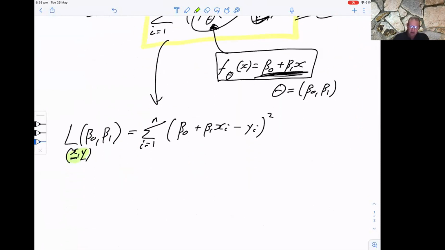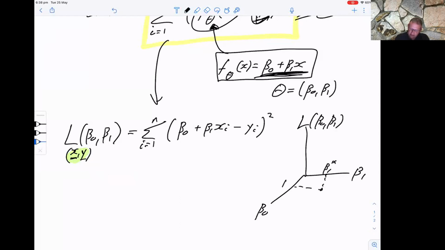You can plot this loss if you'd like. I'll give you an indication of how to plot it. If this is a beta 0 axis and a beta 1 axis, and this is the loss axis, then there is some point here, let's call it beta 0 star, beta 1 star, which will be the global minimum in this case. What you're going to get is an upward facing parabola. In this case, it's a quadratic form.